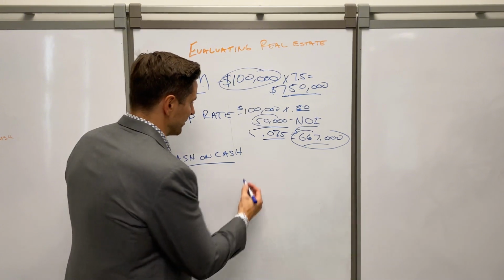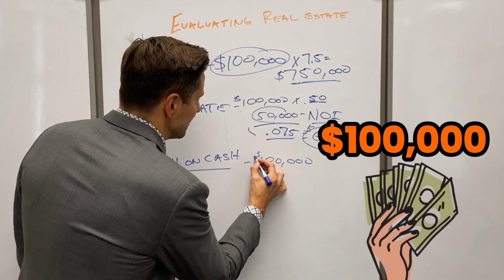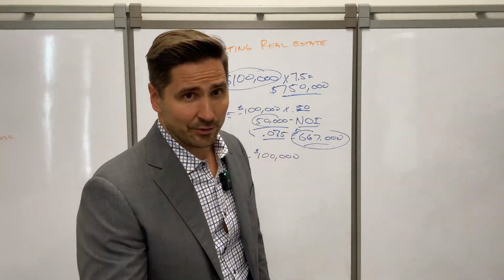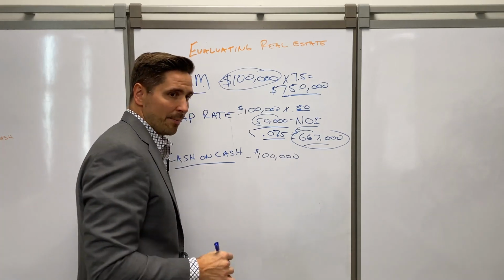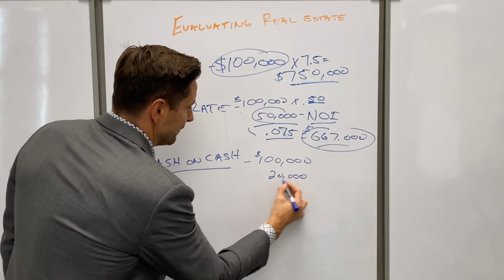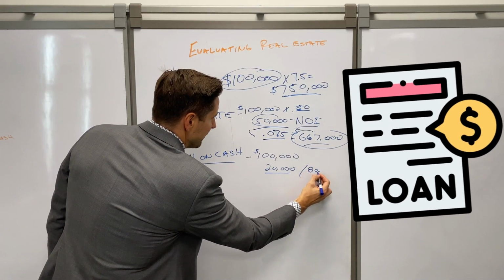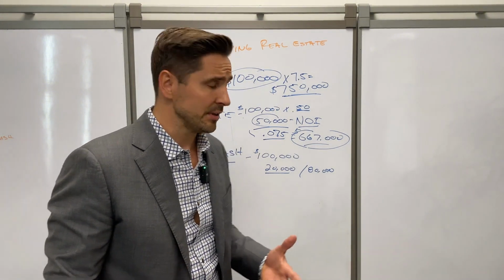I'll use a real simple example. In this case, let's just say we know the value of the property is $100,000, not the cash flow, not the gross rents, it's $100,000. And let's say to buy this property, we have to put 20% down. We put 20% down and we get a loan for 80%. So we put $20,000 down, we get an asset worth $100,000.